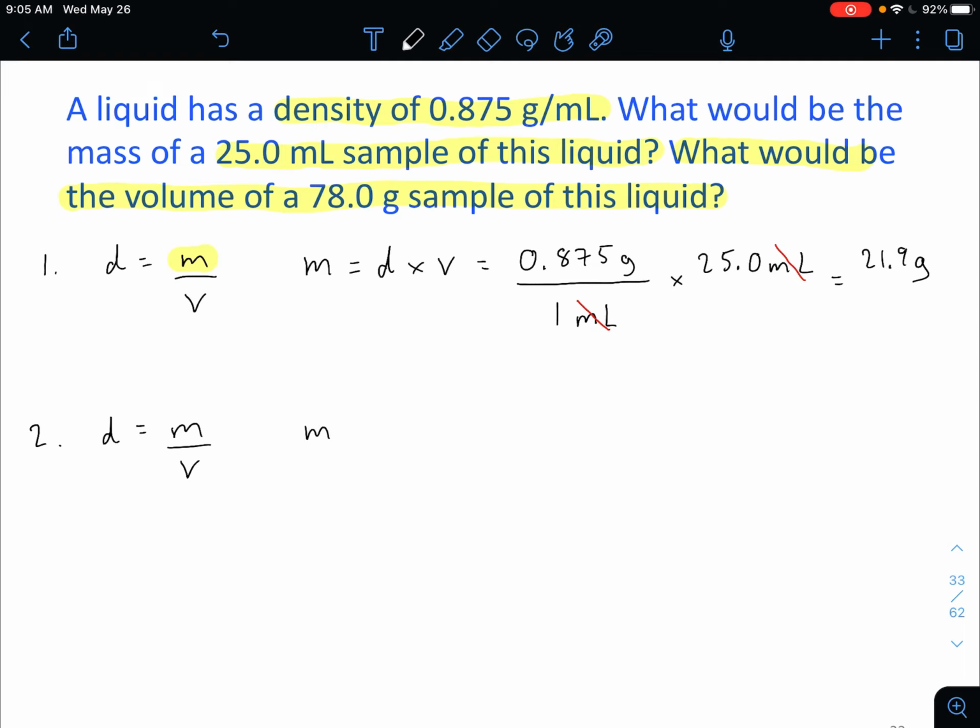So we saw we can multiply both sides by volume and we get mass equals density times volume. But now I want to get volume by itself. So now I divide both sides by density and I'd get volume equals mass divided by density, which I'm going to think of as mass times 1 over density. So this is just working with the equation to kind of figure things out.